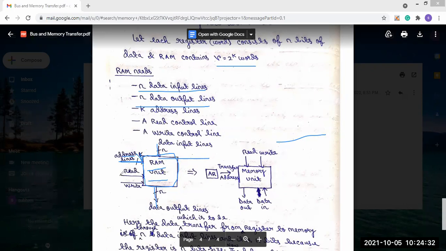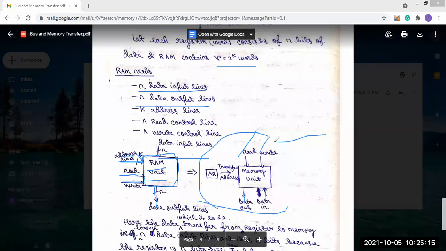And we already know that two operations are performed in the memory unit, that is read and write. So it can also be broadly defined like this: the address is transferred from the address register to the memory unit, and in the memory unit we perform two operations, read and write. If we perform a read operation, that means data is out. And if we perform a write operation, that means we are writing the data into the memory. So that means it is data in.